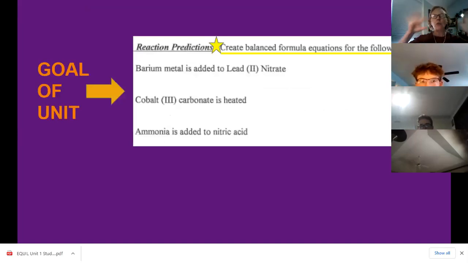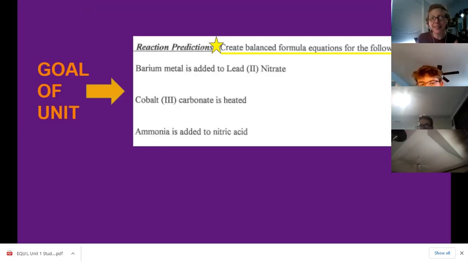The overall reaching skill that you will have by the end of this unit is if just given the name or names of your reactants, you will be able to create a balanced chemical equation from it. I know it may seem like, well, that doesn't seem very hard, but that will incorporate so many skills that we've accumulated and we'll learn this unit.